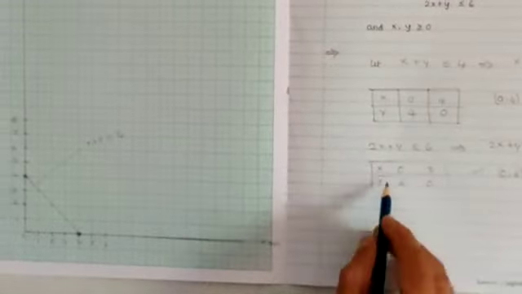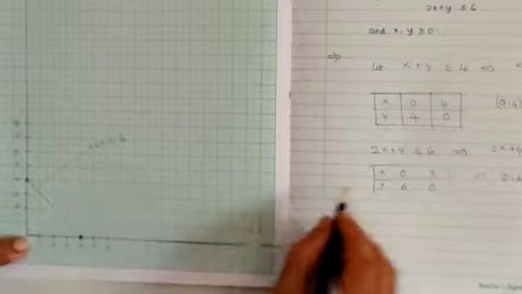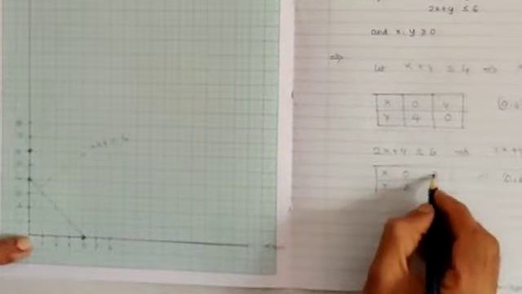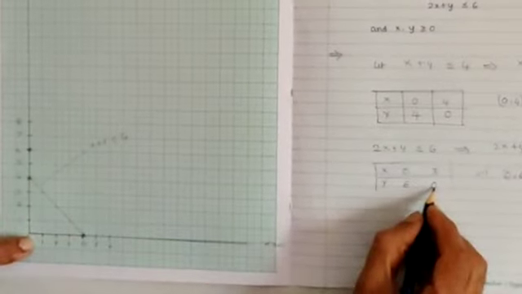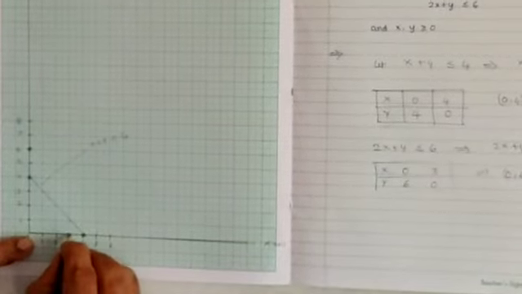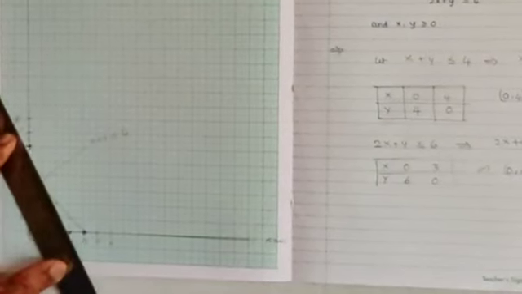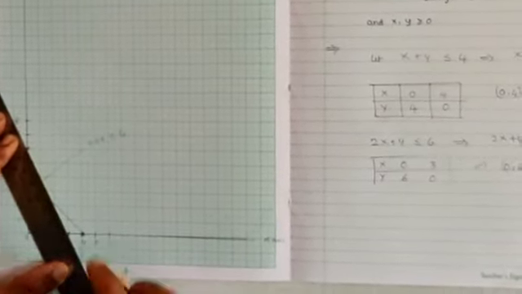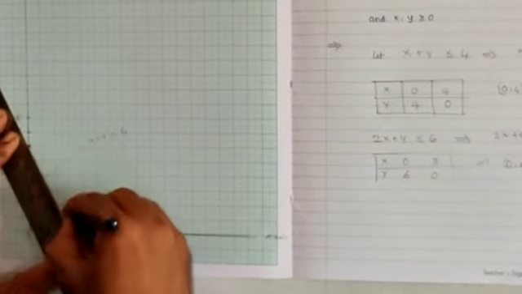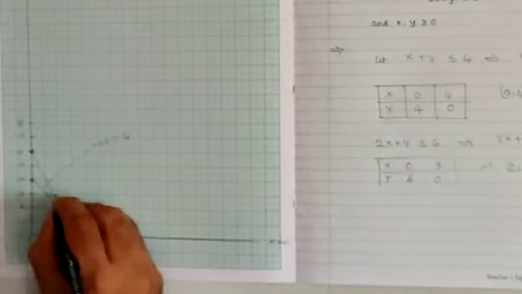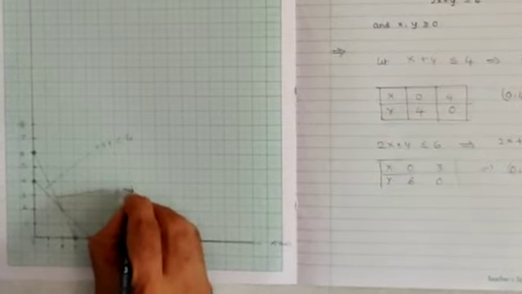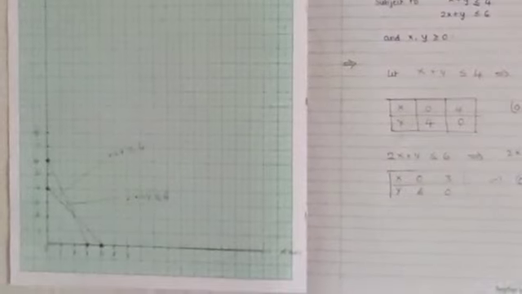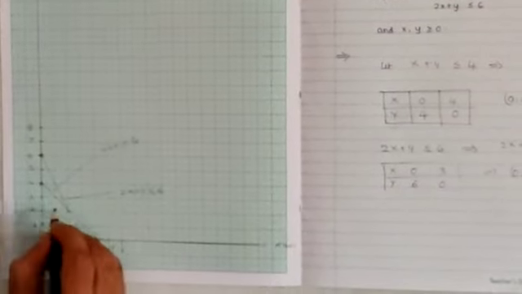And go to the second one. When x equals 0, y will become 6. So y equals 6. Similarly, when y equals 0, x equals 3. See here, one more point, keep a scale properly over the points and join those 2 points. And similarly, write down 2x plus y less than or equal to 6. See, you got 2 straight lines and an intersection.